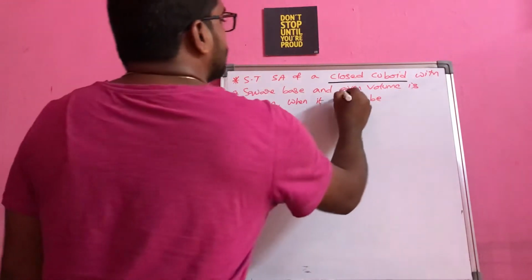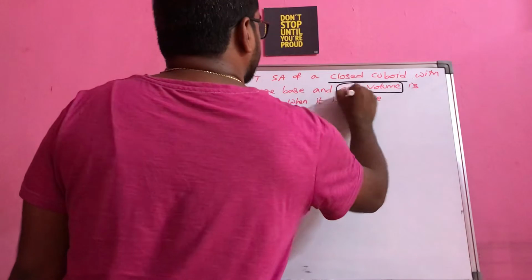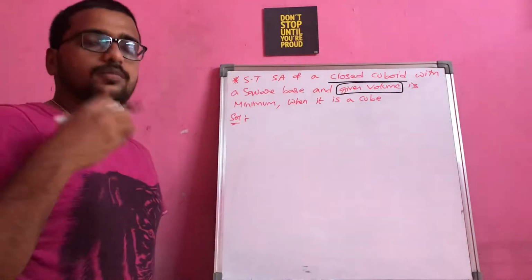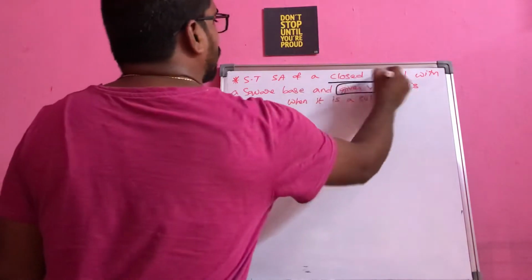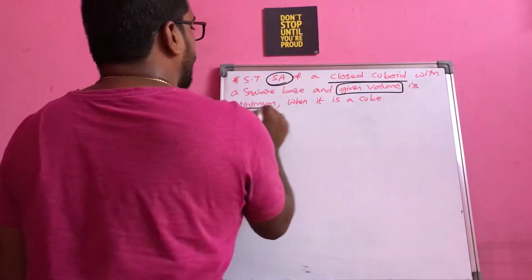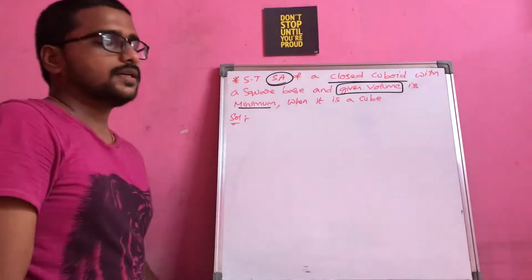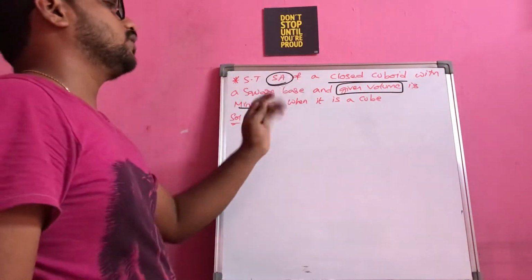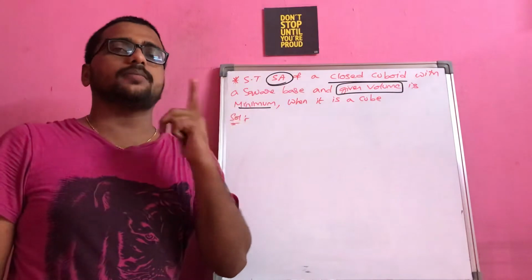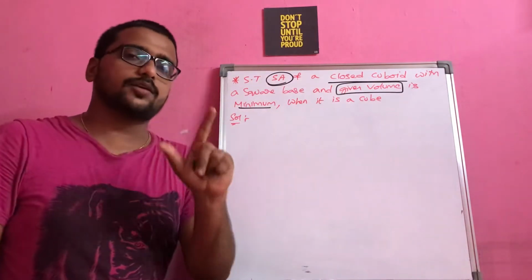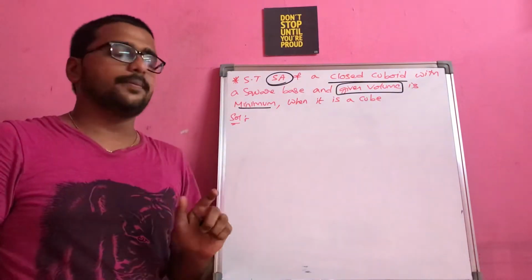With a square base and given volume, so indicating volume is given for us, is minimum. That means the closed surface area has to be minimum. Correct? You just try to understand the question. Identify only the given and the function to be maximized or minimized. Please stick to this procedure only.